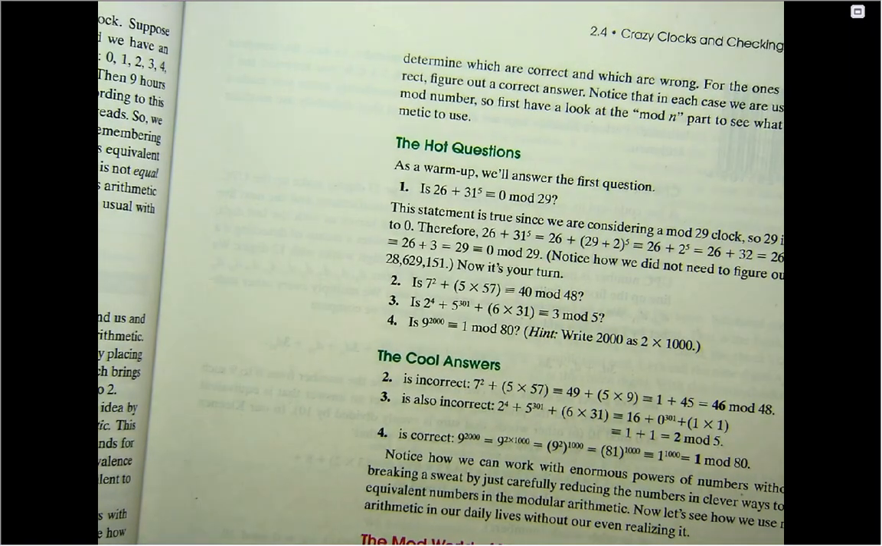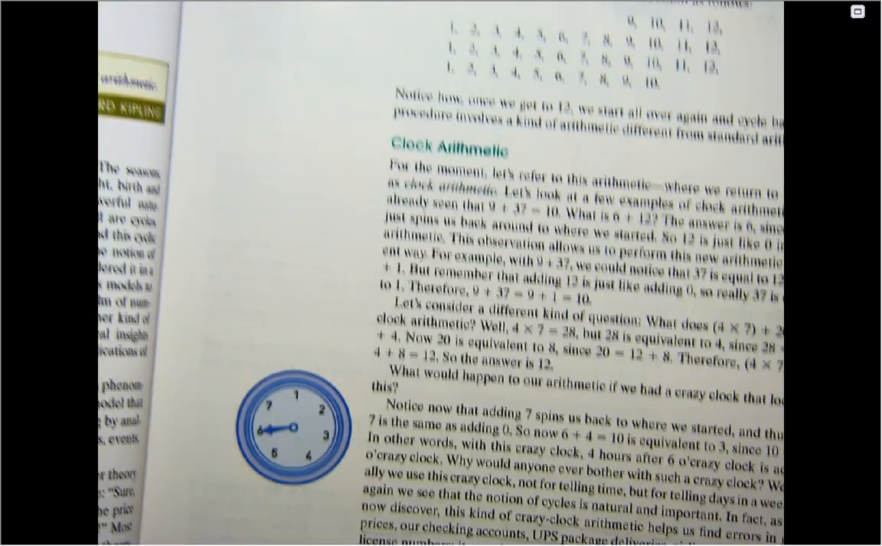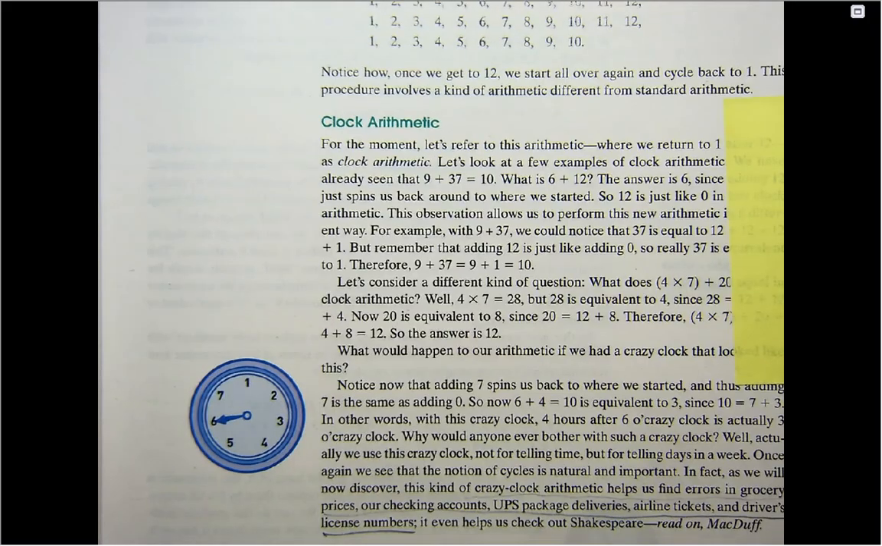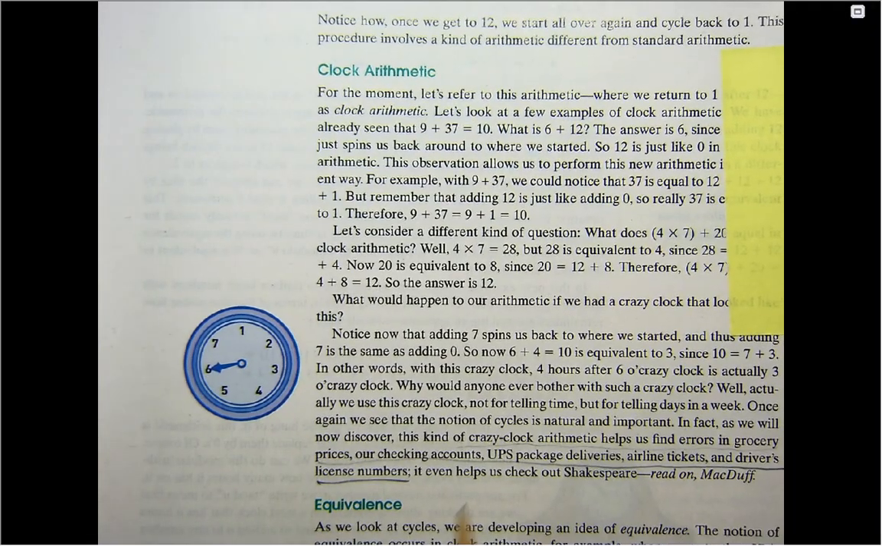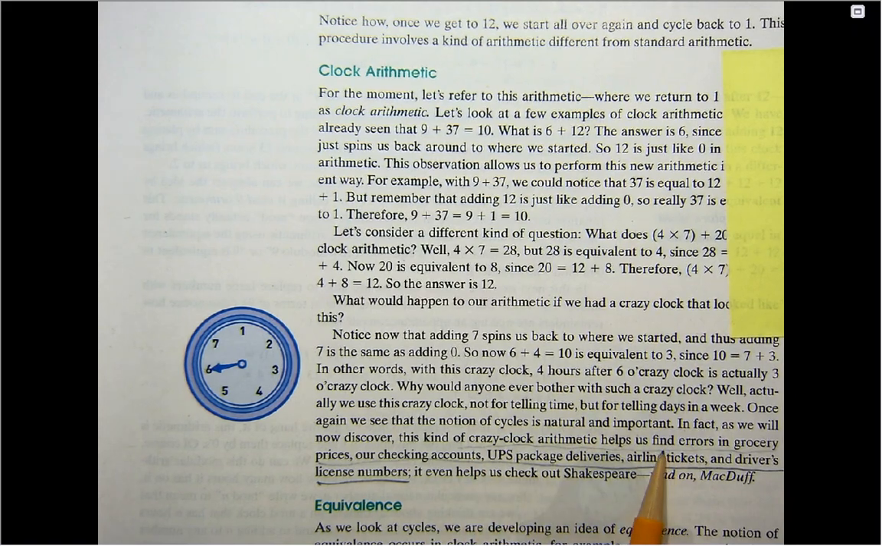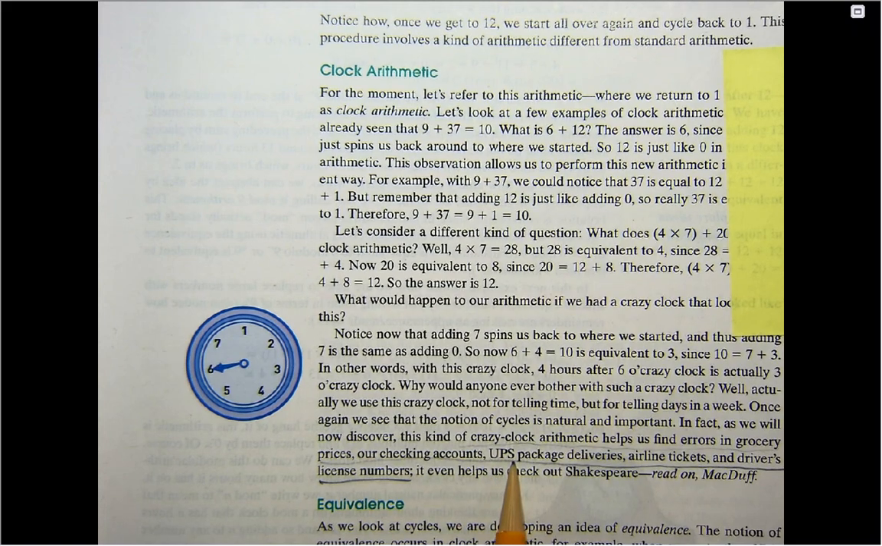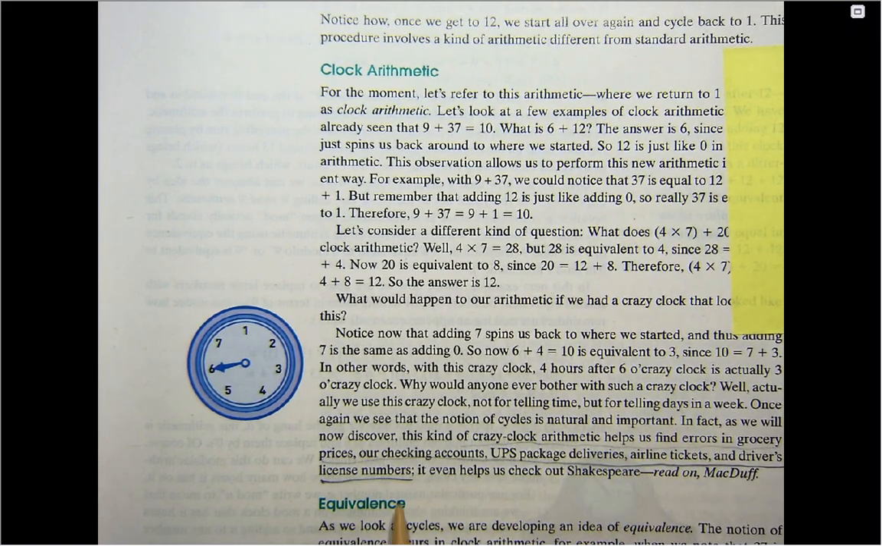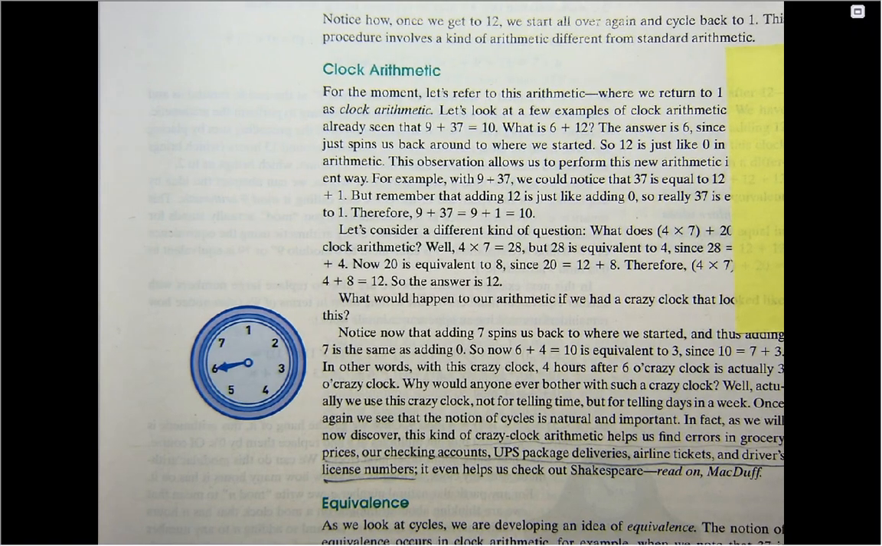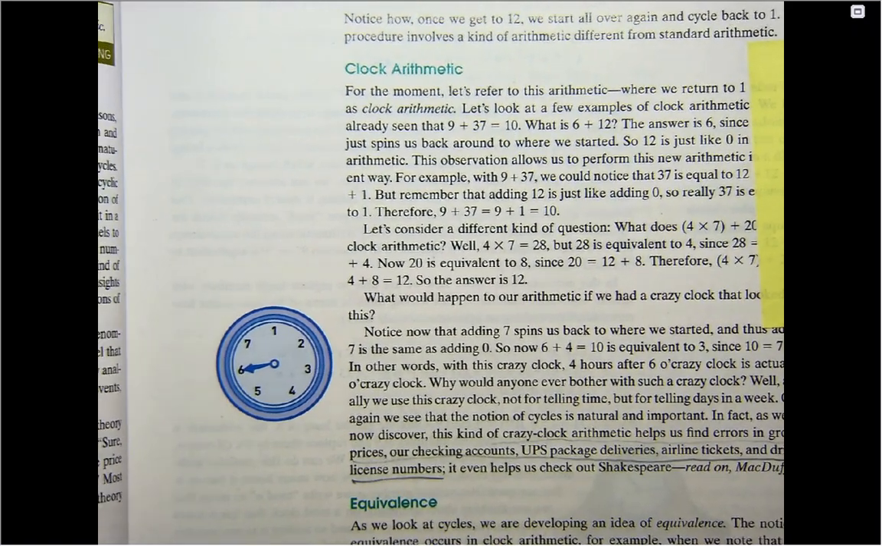From your textbook, we have written down: modular arithmetic helps us find errors in grocery prices, our checking accounts, UPS package deliveries, airline tickets, and driver's license numbers. So to just look at an example of that, we'll look at universal barcodes. I brought some universal barcodes with me, but it would be more fun if somebody had a universal barcode that I didn't know. Does anybody, can you look through your belongings and see if there's anything with the 12-digit universal barcode?